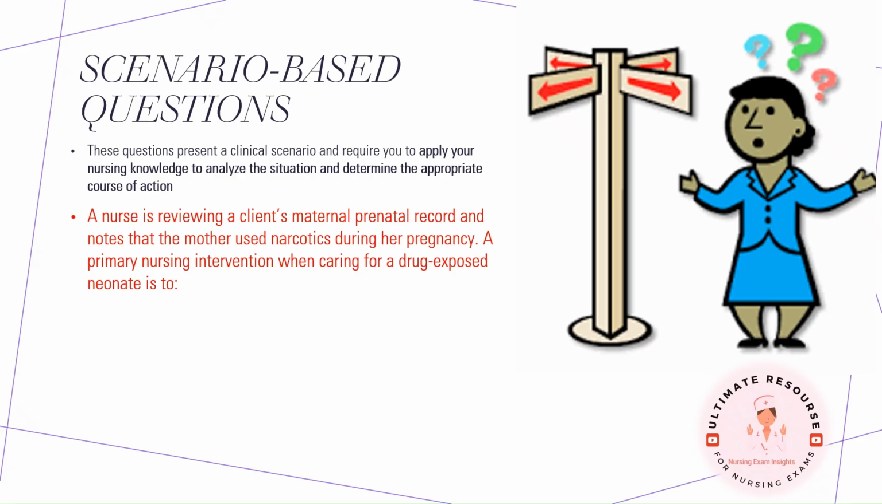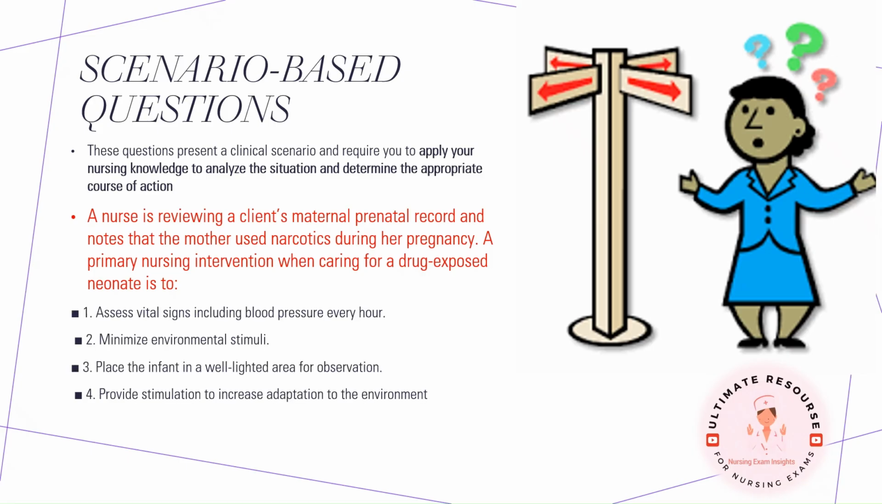A nurse is reviewing a client's maternal and prenatal record and notes that the mother used narcotics during her pregnancy. A primary nursing intervention when caring for a drug exposed neonate is to. The options they will give you: assess vital signs including blood pressure every hour, minimize environmental stimuli, place the infant in a well lighted area for observation, provide stimulation to increase adaptation to the environment.